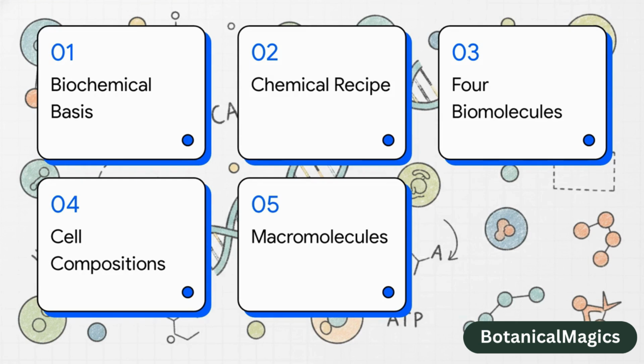We'll start with the biochemical basis of life, figure out the chemical recipe of our cells, identify the four fundamental biomolecules, compare different cell compositions, and finally, look at exactly how we build and break down macromolecules.